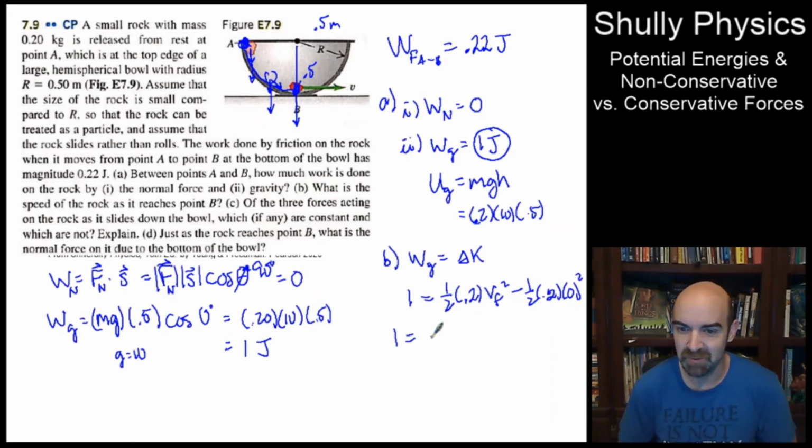Half of 0.2 is 0.1. We get a 0 over here. Divide both sides. 1 divided by 1/10 is 10. So our final velocity is going to be the root of 10.